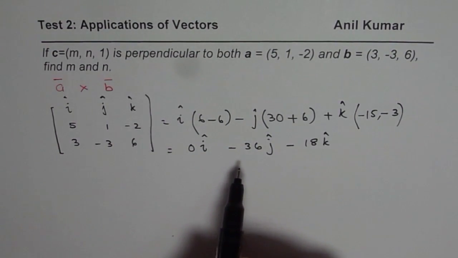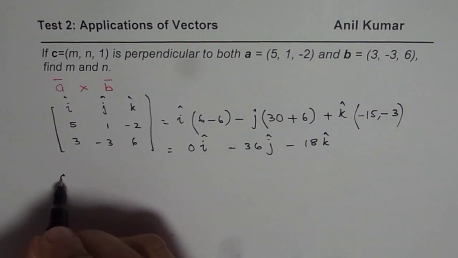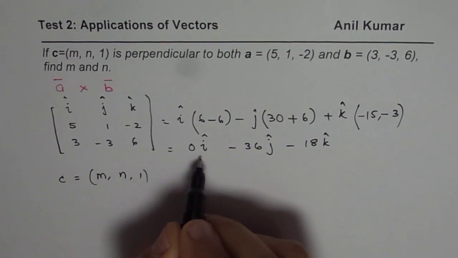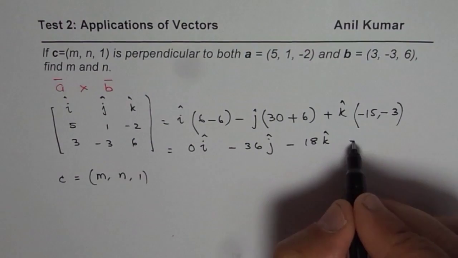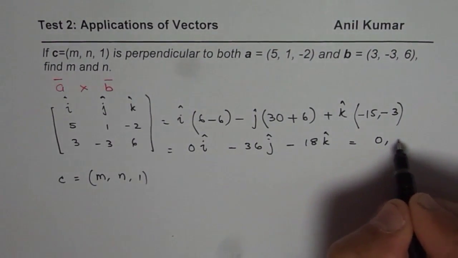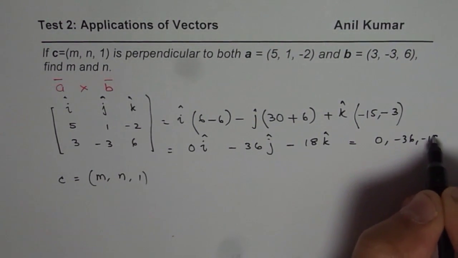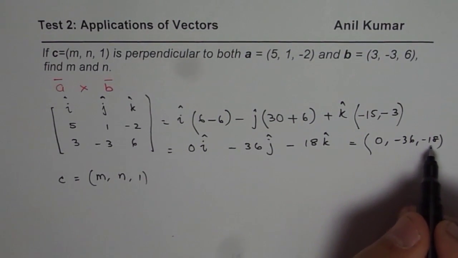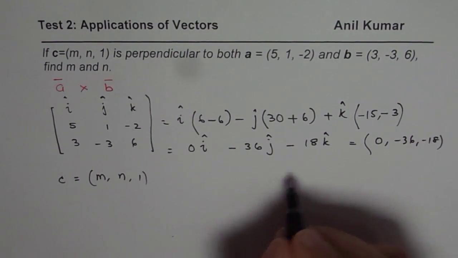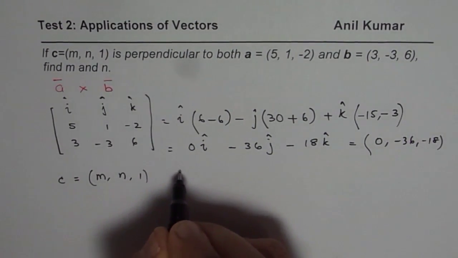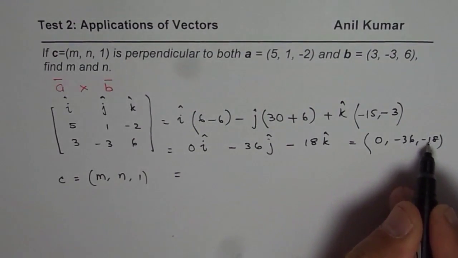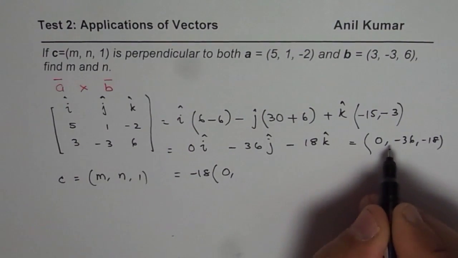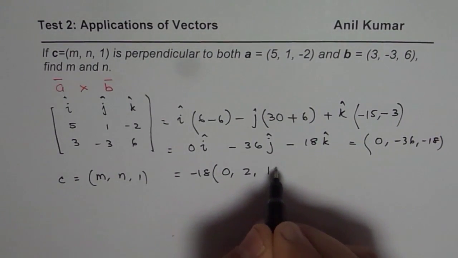Now what you are given here is the vector C is actually equal to (m, n, 1). What you get here is we can rewrite this as (0, -36, -18). Now in the same ratio we should actually divide this by minus 18. So we could write this vector as, let me rewrite this, dividing by minus 18, or you can factor minus 18 out. You get 0, and then you get 2 here and 1 here.